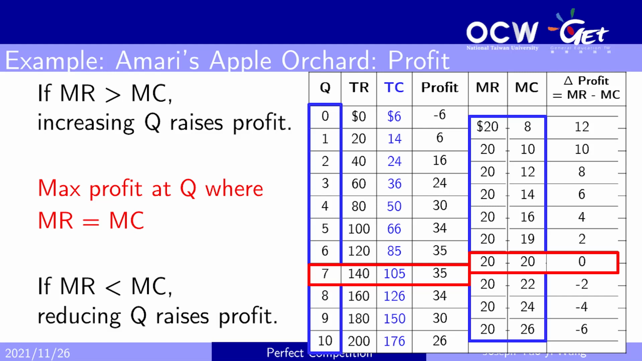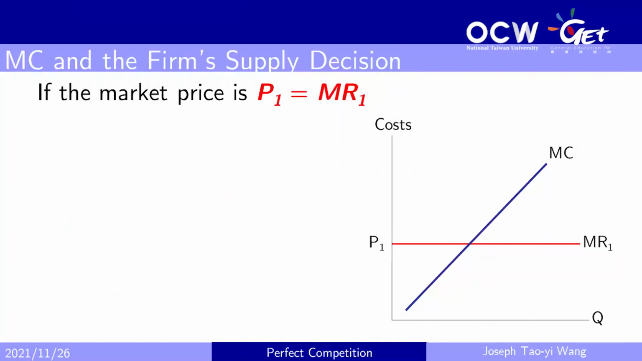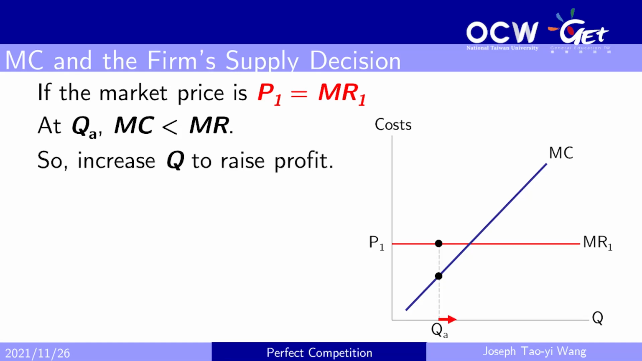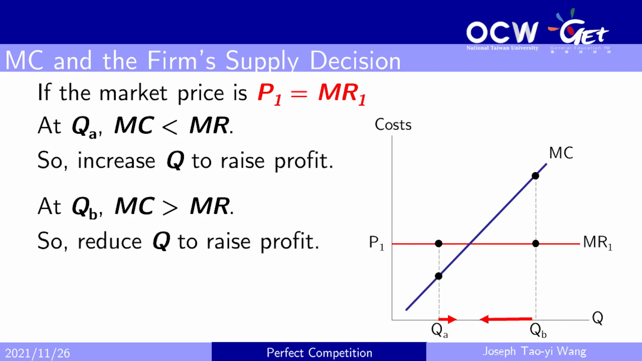So it's the same thing. That's where it's 0. Okay, so this is when you fix a market price. So suppose market price is P1. If you look at this, if you produce QA, then marginal cost is smaller than marginal revenue, so you should increase that. And if you produce QB, marginal cost is greater than MR, so you shouldn't produce that. You should reduce quantity up to when you go back to MR equals to MC.